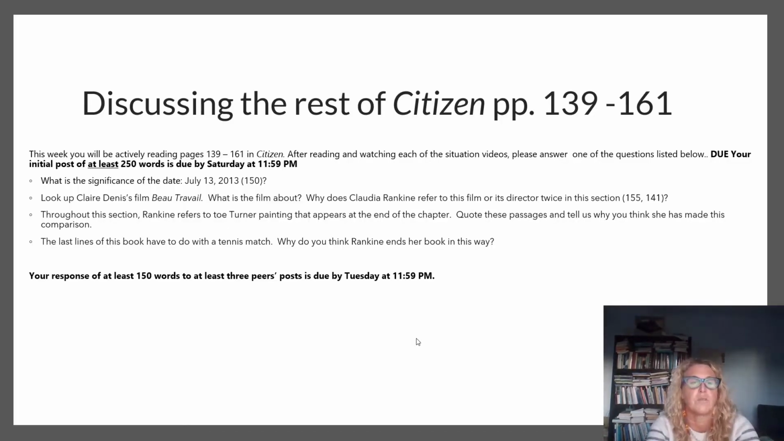So in our discussion this week, as usual, I want you to actively read these pages. Claudia Rankine is bringing together all of the main elements she's been threading through this whole book in these last pages. And I'd like you to actively read these pages and then answer one of these questions. You'll also not be able to see your peers' answers until you answer the question.